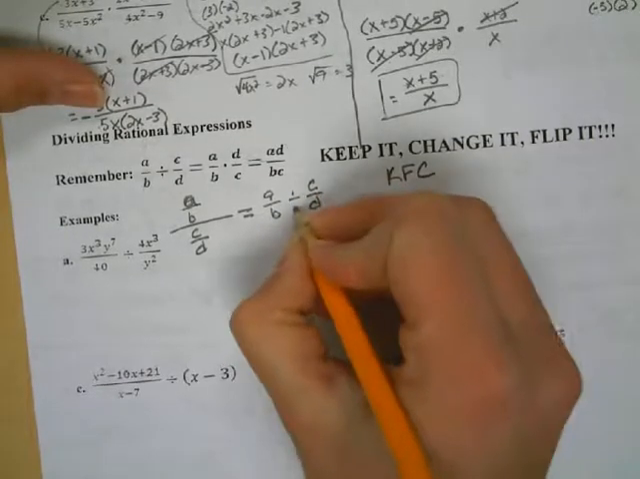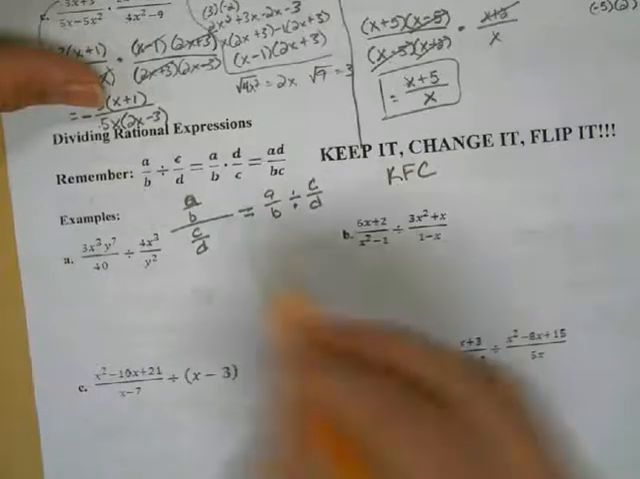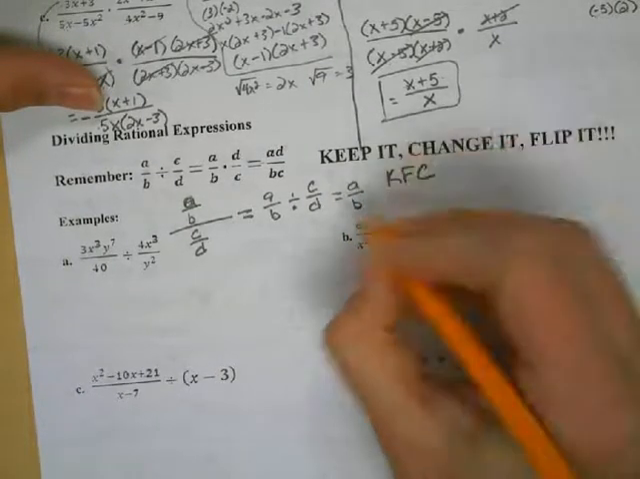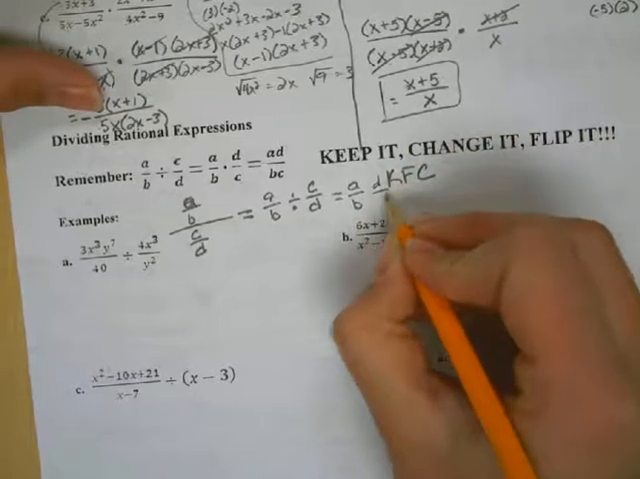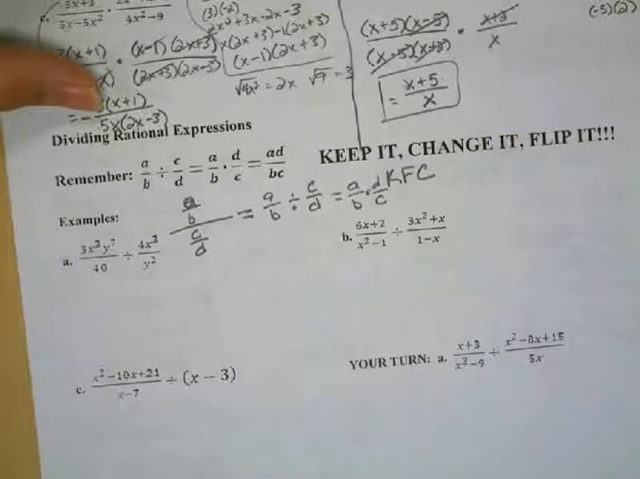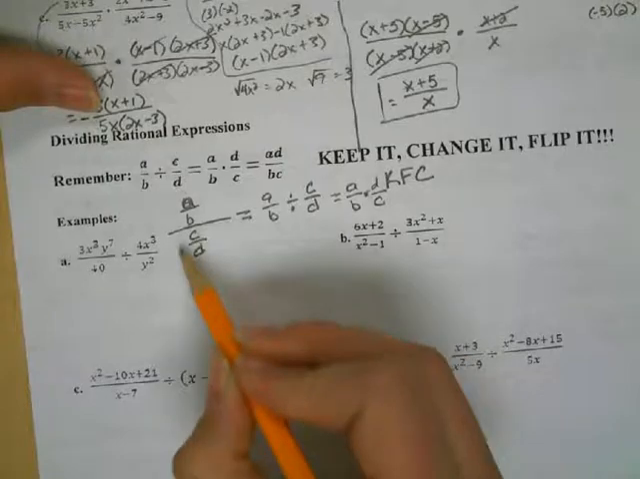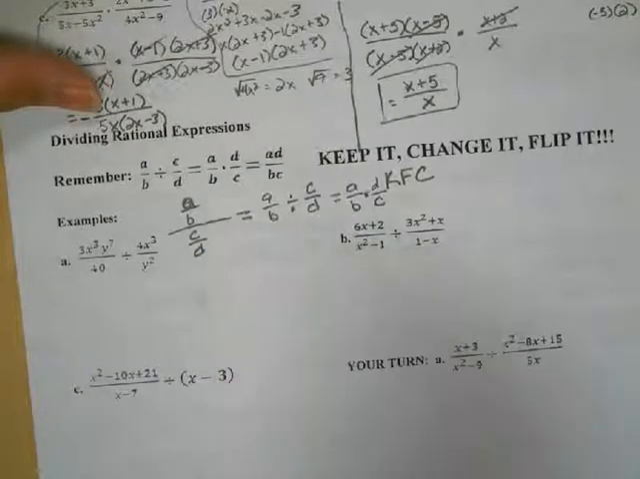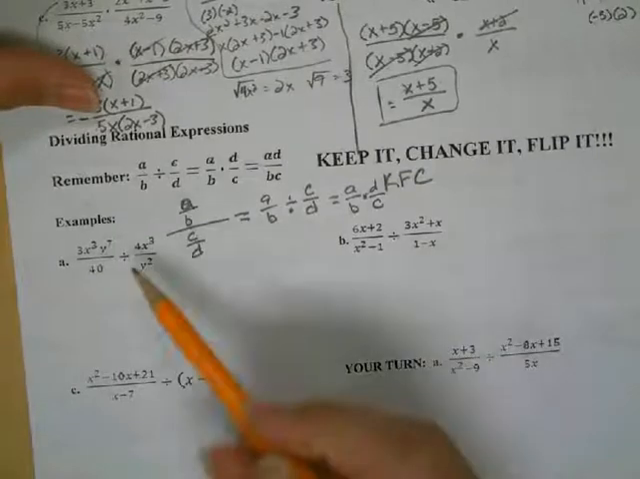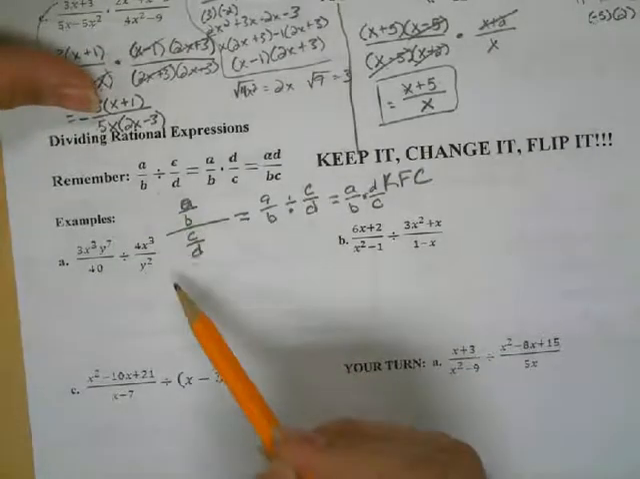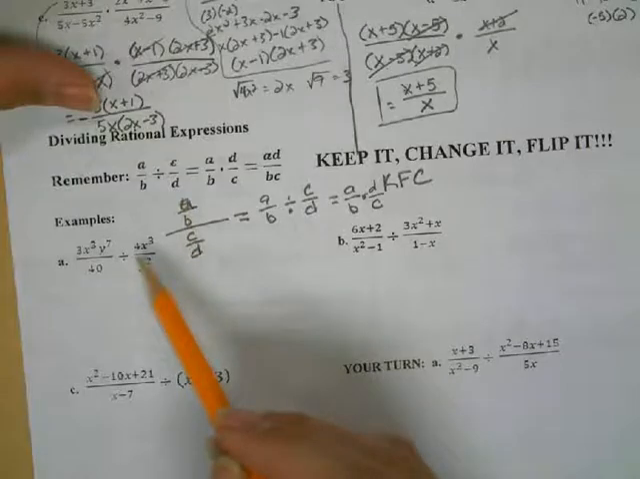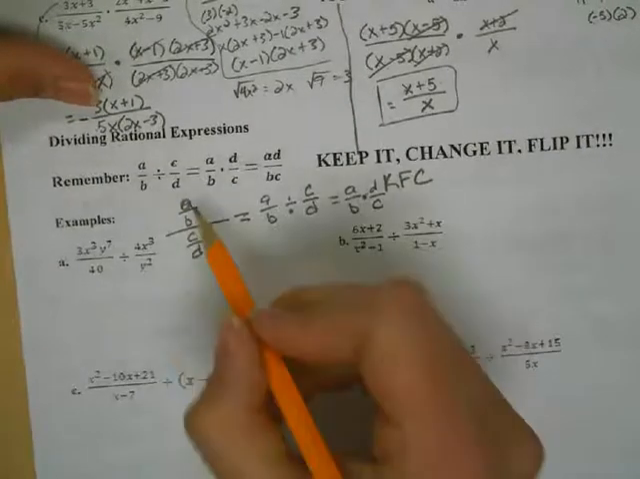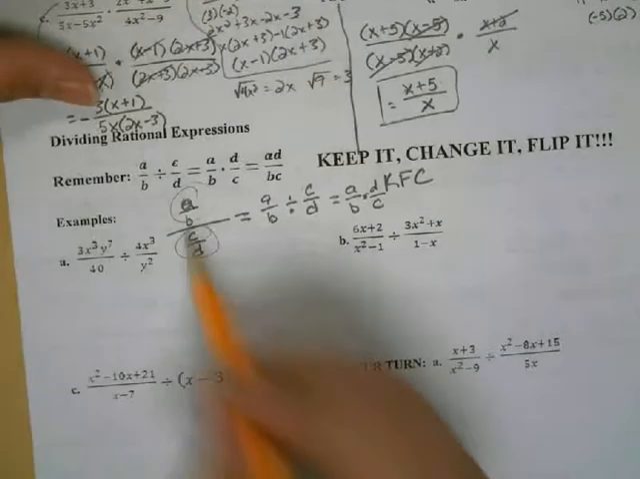So I would still keep it, flip it, change it. So from there you would get A over B, okay, flip the second, which is D over C, and change it to multiplication. So that would happen here as well. I would just take the C over D, flip it over to D over C, and change it to multiplication. So please keep in mind, don't let this scare you. I know they look really ugly when they look like this, A divided by B divided by C divided by D. I get it. It looks ugly, but it's fraction divided by fraction. That's all you're really looking at.